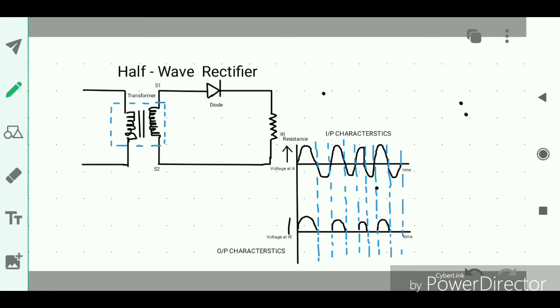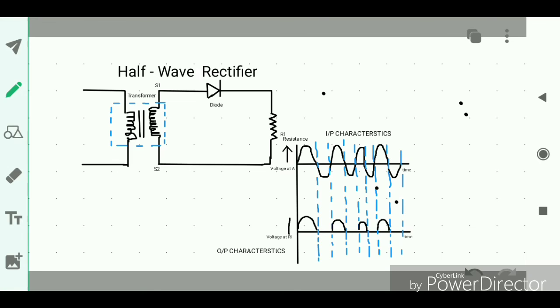Now if you see the input and the output characteristics, the input is plotted between the voltage at S1 and the time, and the second one, the output characteristic, is plotted between the voltage across RL and the time. See what's happening: in the positive half cycle of the AC, there is a current through the load resistor RL, and we get an output voltage like this, only the positive half cycle, whereas there is no current in the negative half cycle. Why? Because in reverse bias it does not conduct.